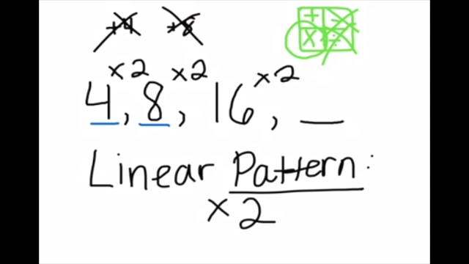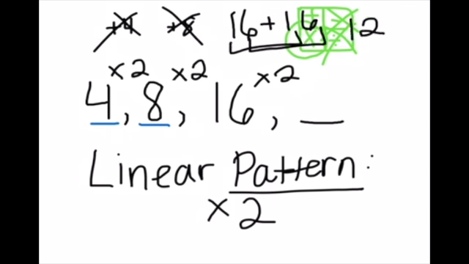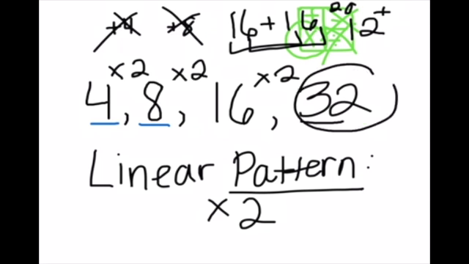Well, if I don't know how to do that yet, I can just know that I have to add 16 twice. So what's 16 plus 16? 6 plus 6 is 12, and then 10 plus 10 is 20. So 20 plus 12 is 32. So 32 is our missing number in our multiply by 2, or times 2, pattern.